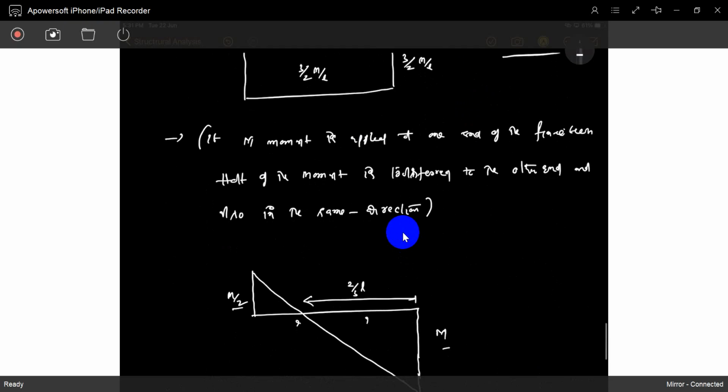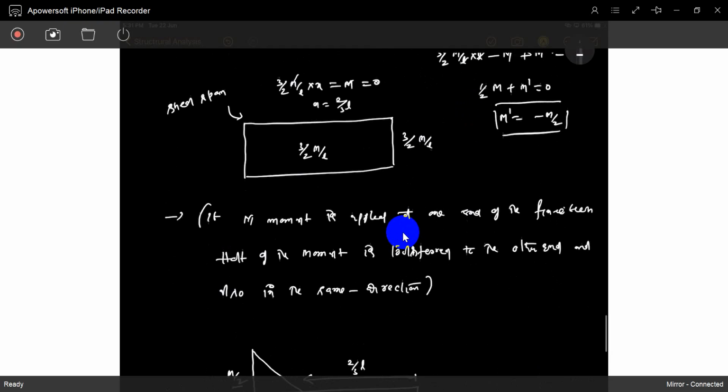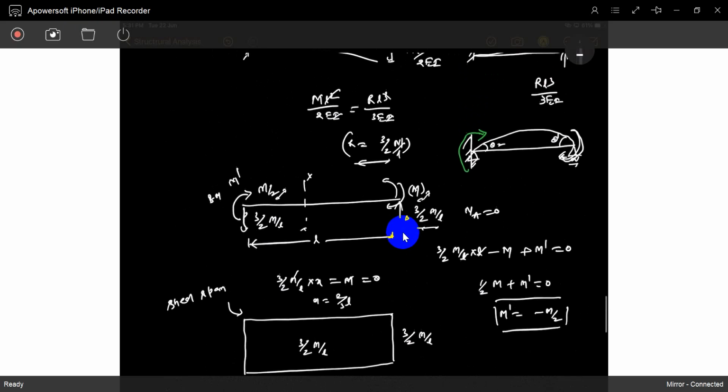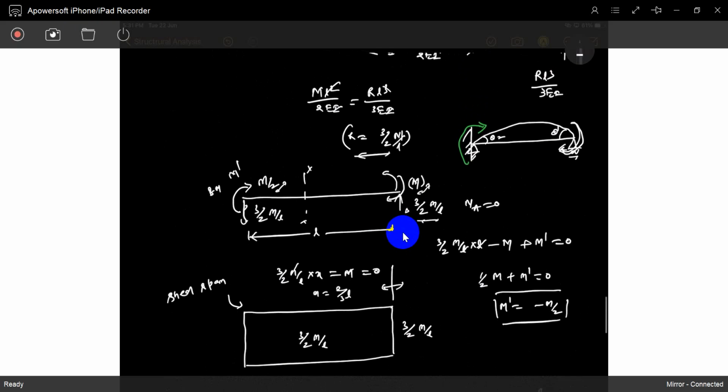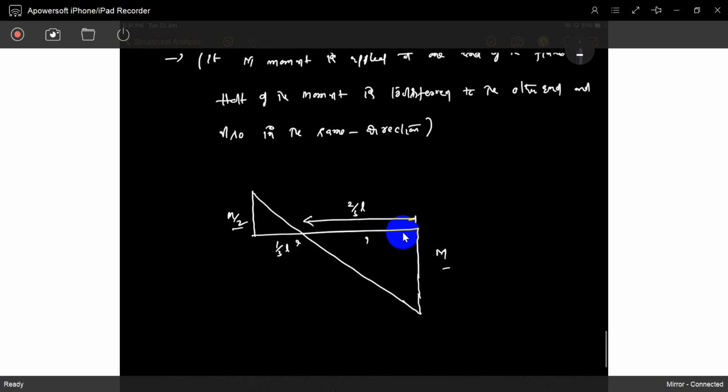This is 2 by 3. This is 1 by 3. Similar triangles. You can easily calculate, otherwise just a formula. Somewhere bending moment is 0. That's it, na? This is 2 by 3, this is 1 by 3. This is a bending moment diagram. There is no positive or negative signs. Someone positive, someone negative.